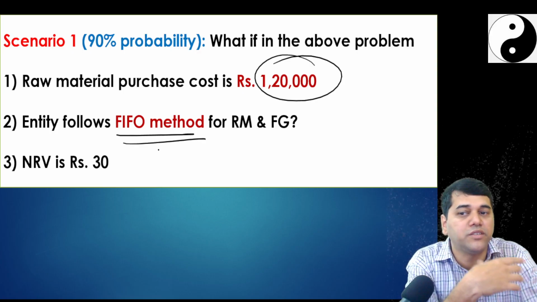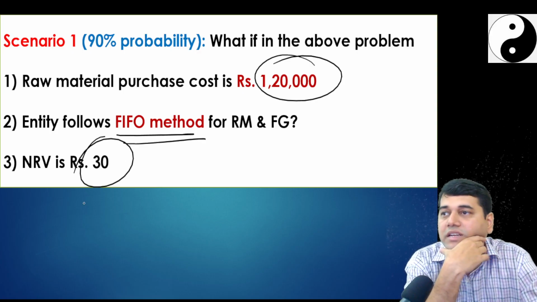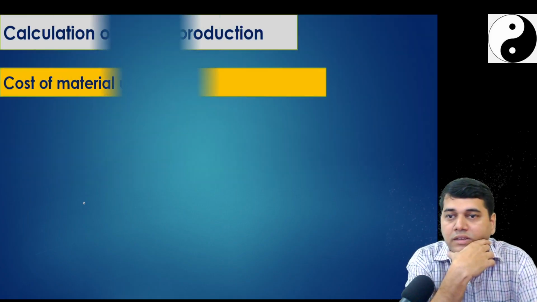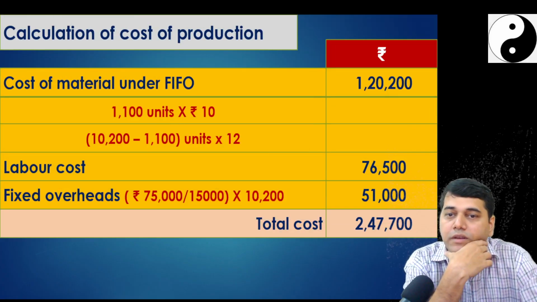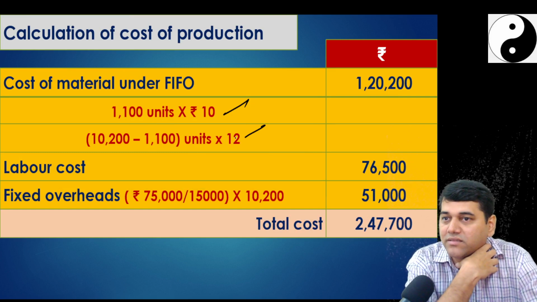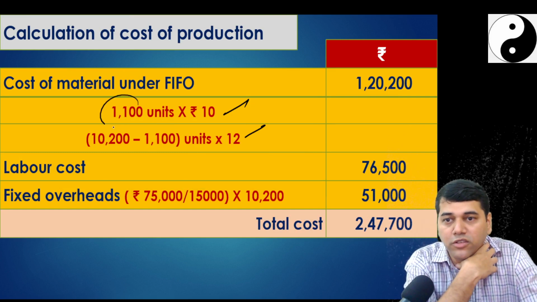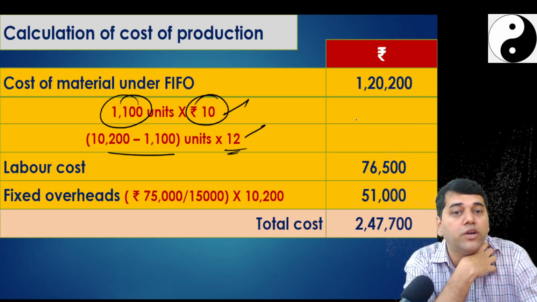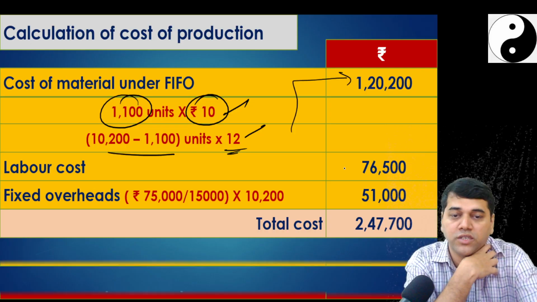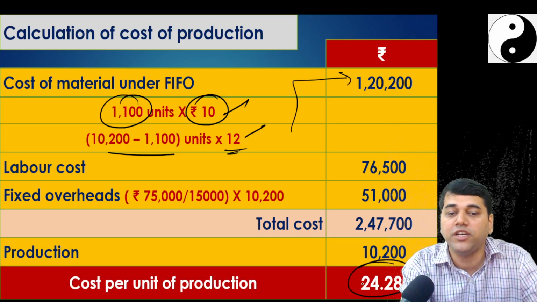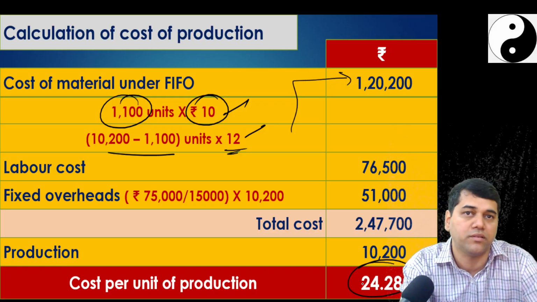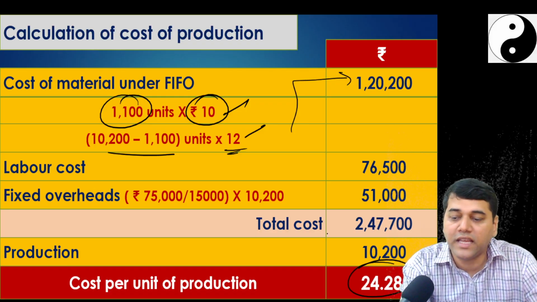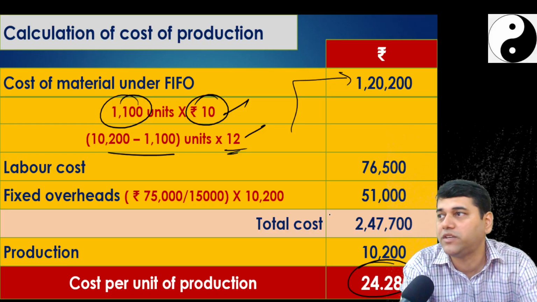FIFO was our assumption sitting here. NRV is 30. Then the cost of the material will be like this. You have to split it. 1,100 will go at the opening cost, and the additional units will go at the new cost. So this becomes the cost, and you value at 24.28. Rest everything remains the same. Since NRV is more, you are going to value at 24.8.